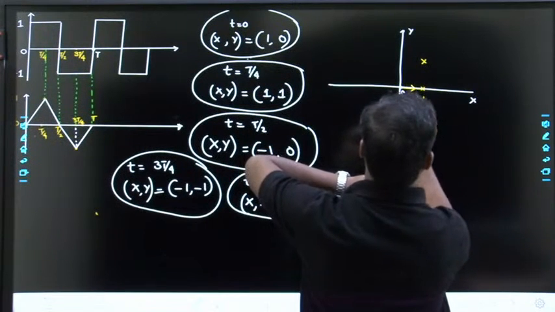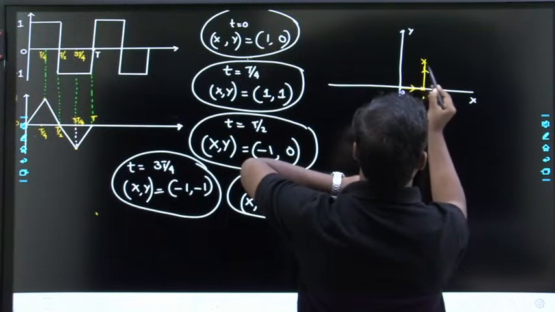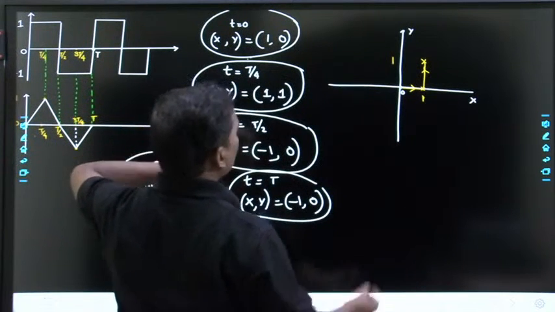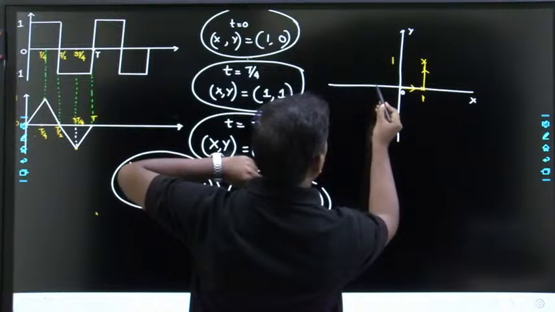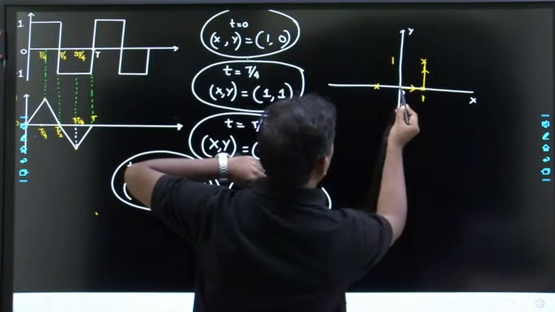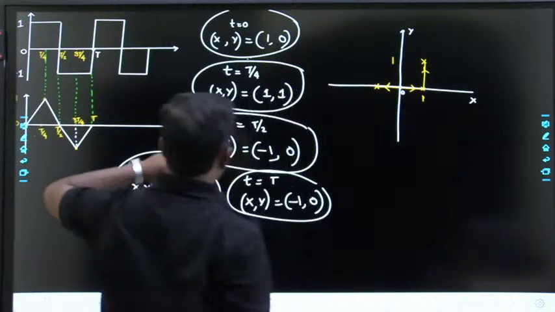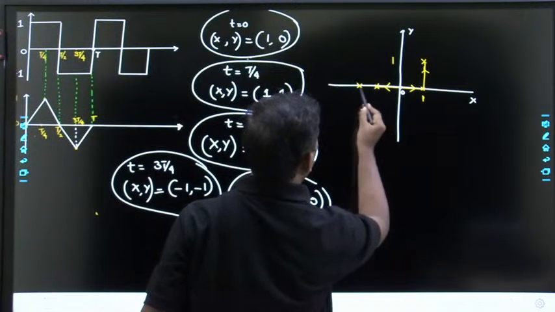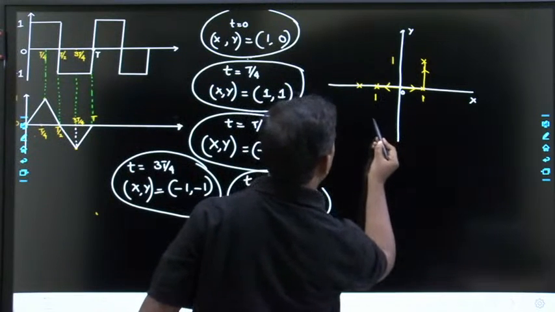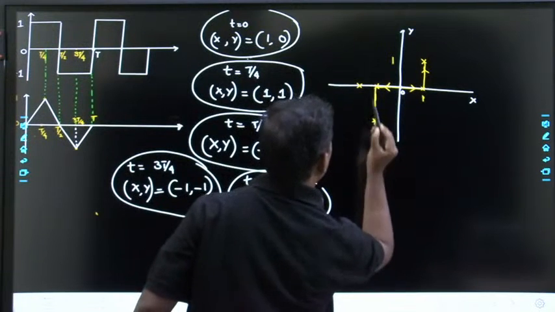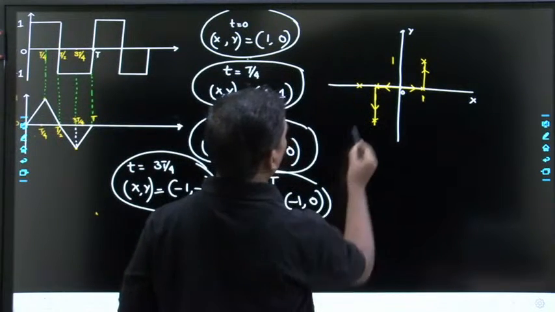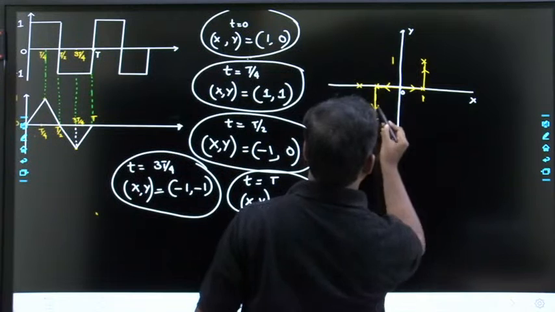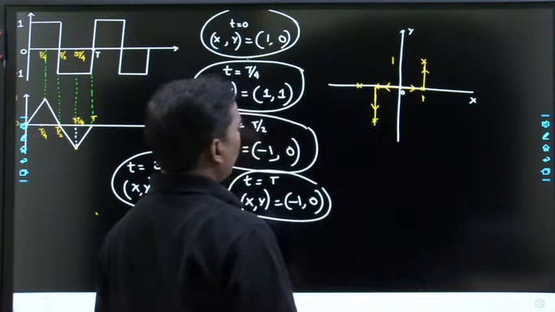See the waveform, it is going like this. This is 1, this is 1. Next, at t is equal to T by 2, x is minus 1. It is going like this. At t is equal to 3T by 4, minus 1 comma minus 1. So it is coming like this. Okay, na? Next, at t is equal to T, x is equal to minus 1, y is equal to 0. Okay? All of you followed?